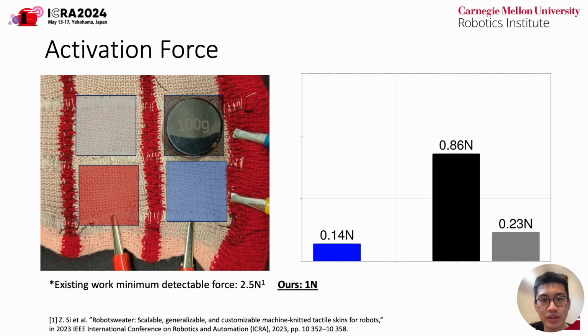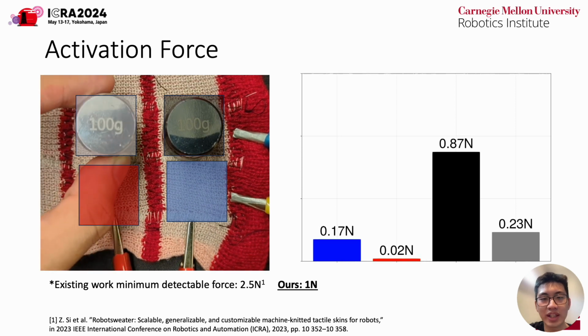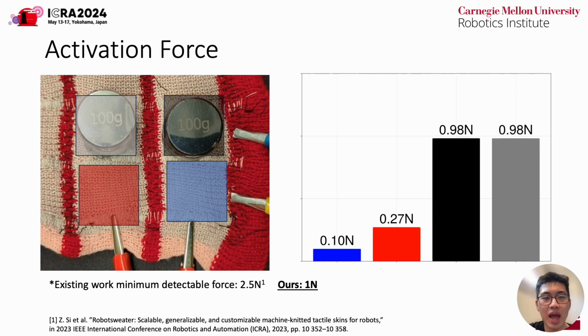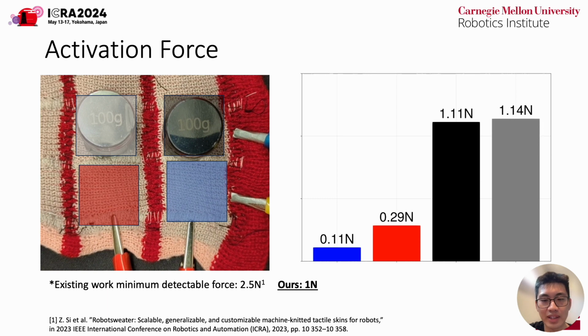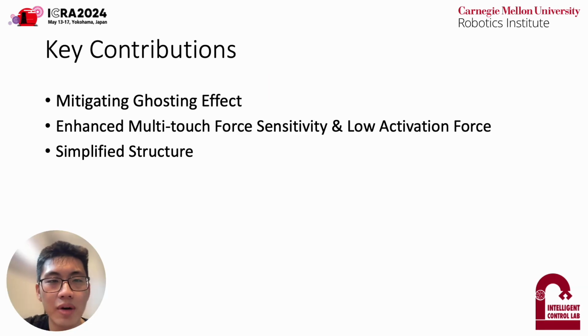As seen in the video, multiple 100-gram objects are placed simultaneously on the skin. Our algorithm accurately determines their weights while eliminating ghosting effects. Our optimization method mitigates the ghosting effect while enhancing multi-touch force sensitivity and lowering activation force. This allows us to further simplify the structure of the textile and tactile skin.